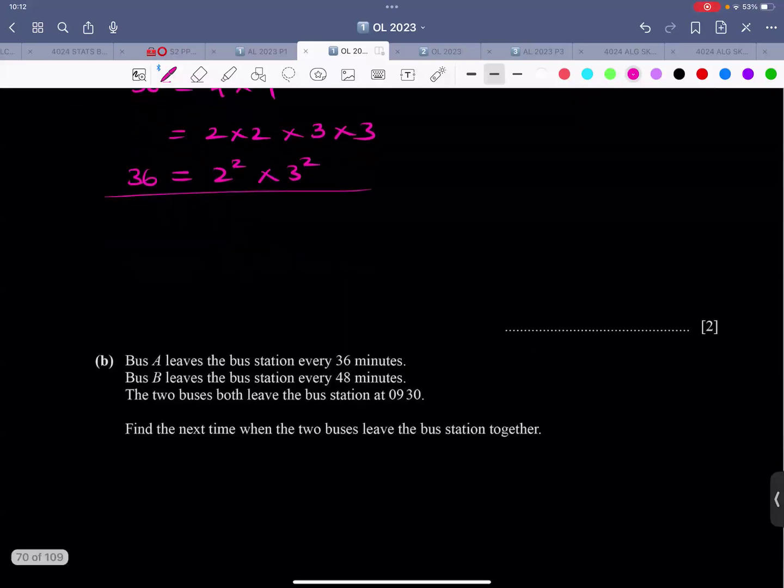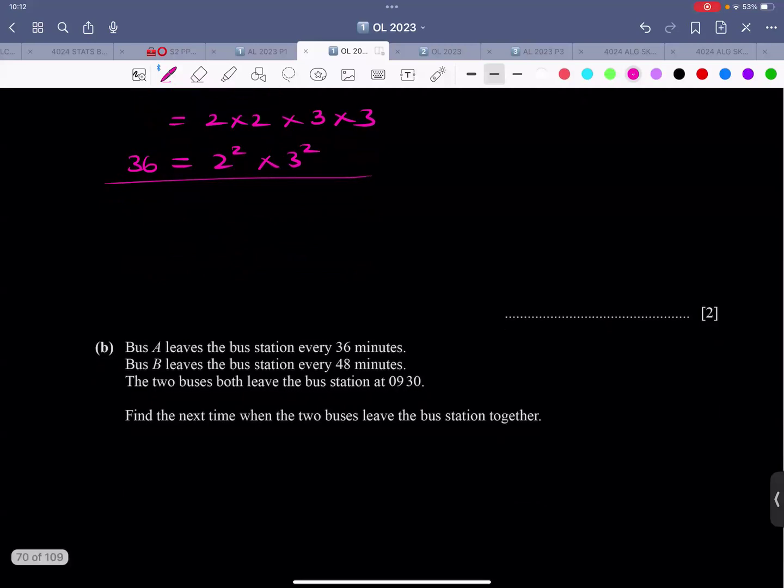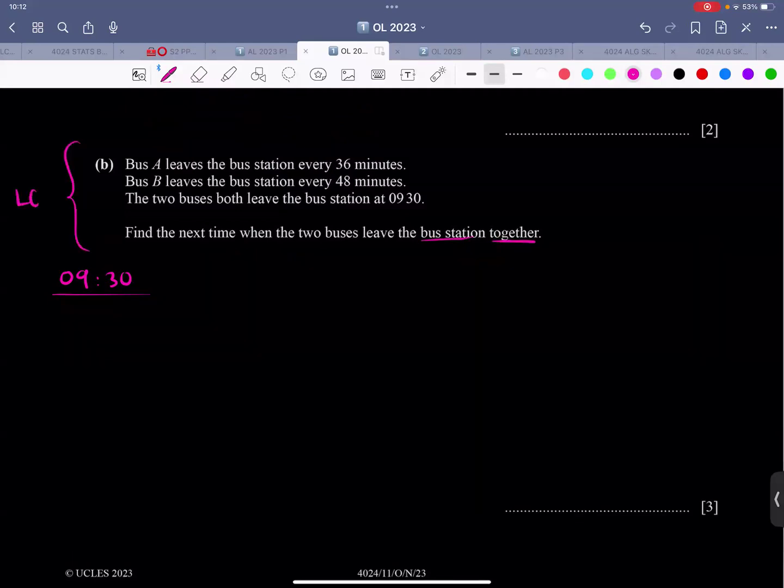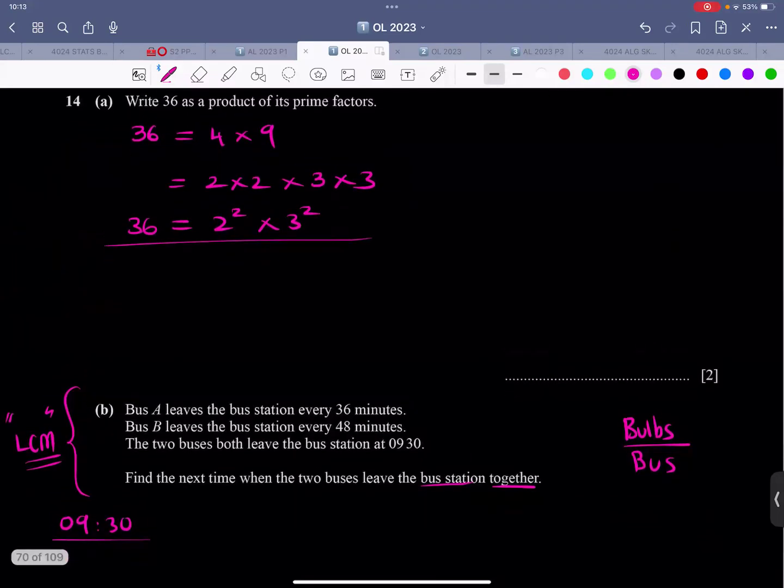Now, the second part, it says a bus A leaves the bus station every 36 minutes. Bus B leaves the station every 48 minutes. The two buses both leave the station at 09:30. Find the next time when the two buses leave the bus station together. Now, this is a classic question of LCM. Sometimes they ask with reference to bulbs flashing at the same time. Sometimes they ask with reference to buses. So let me write 48 over here. Let me take the LCM of 48.